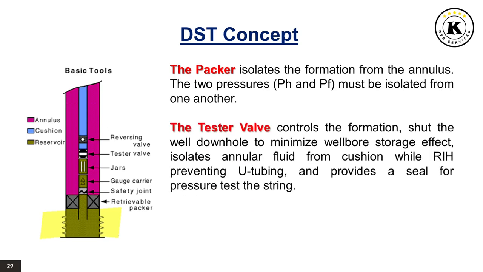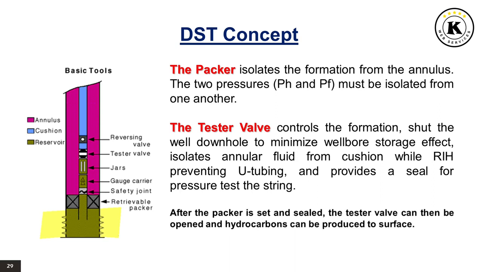The tester valve controls the formation, shut the well downhole to minimize wellbore storage effect, isolates annular fluid from cushion while running in hole preventing U-tubing, and provides a seal for pressure test the string. After the packer is set and sealed, the tester valve can then be opened and hydrocarbons can be produced to surface. This will occur only if PC is less than pH.